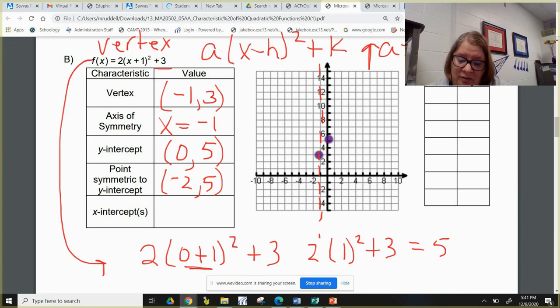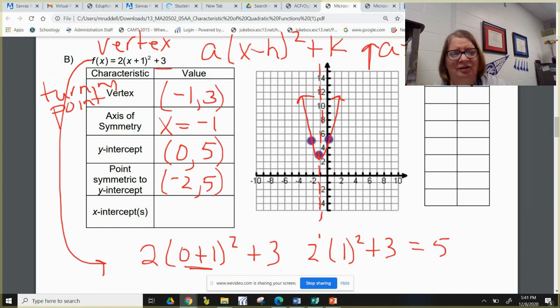Now, think about this. Here's our point symmetric to the y. Let me go to the dots. There we go. So here's this parabola going to go like this, right? You know, this word vertex means turning point. The vertex is where that parabola turns. What's our other thing we're supposed to find? X-intercept. Does this have any x-intercepts? It does not.